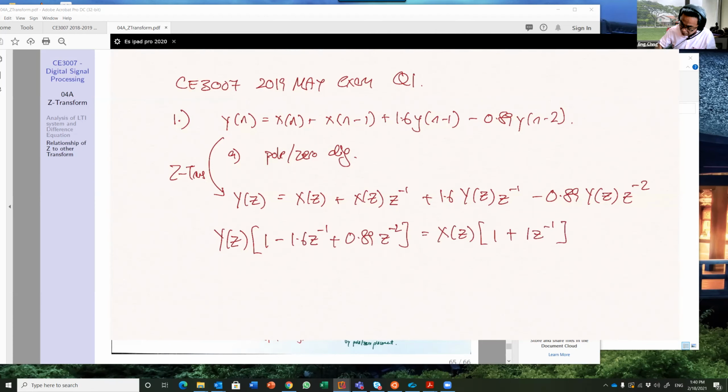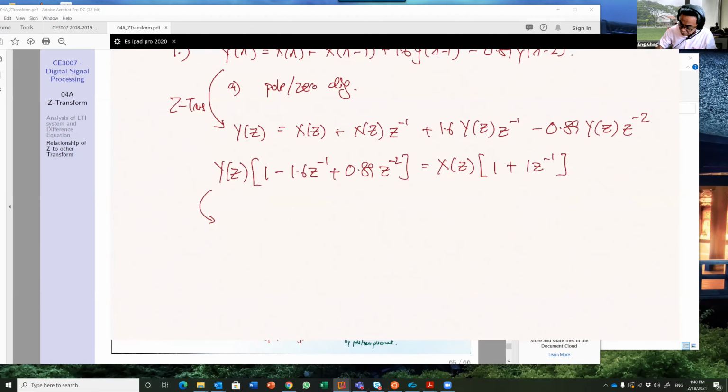And then to get the next equation, we want to get H(z), which is nothing but Y(z) over X(z). And then you can realize that this is what you're trying to do, which is that this is the numerator and the denominator is this.